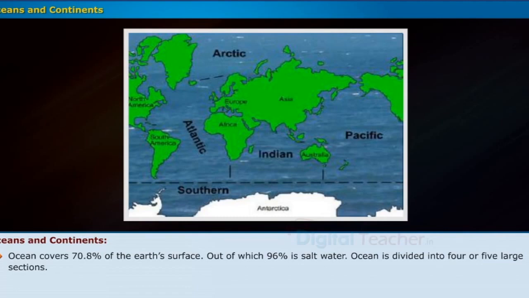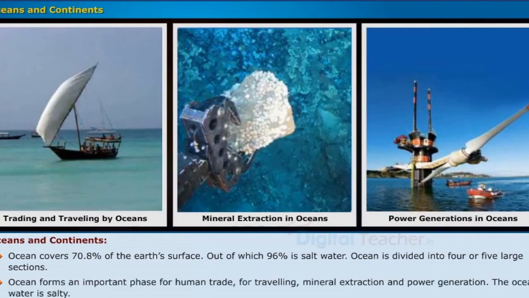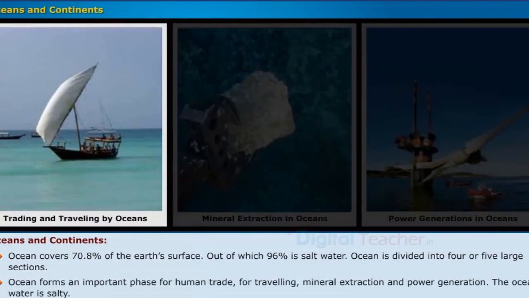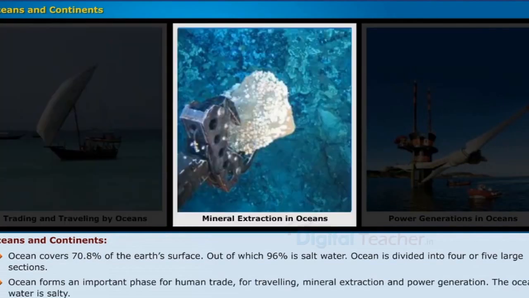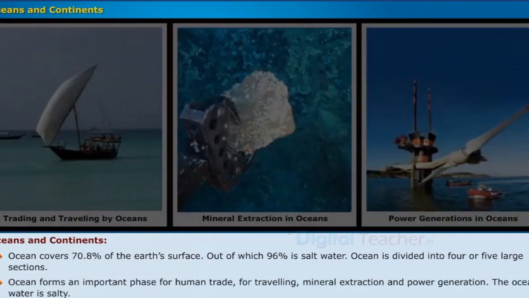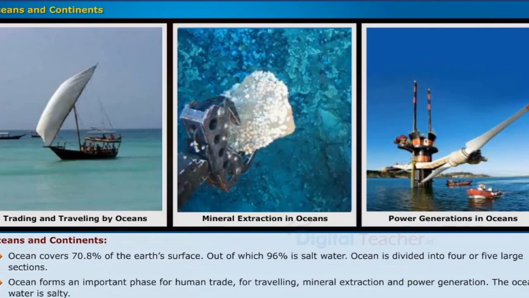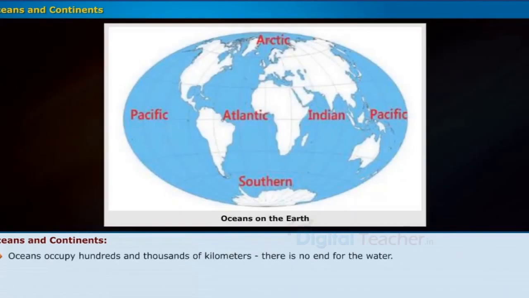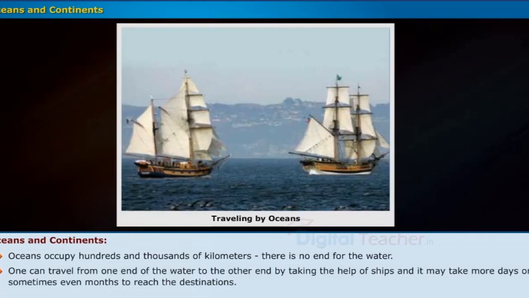Ocean is divided into 4 or 5 large sections. Ocean forms an important phase for human trade, for traveling, mineral extraction, and power generation. The ocean water is salty. Oceans occupy hundreds and thousands of kilometers. There is no end for the water. One can travel from one end of the water to the other end by taking the help of ships, and it may take more days or sometimes even months to reach the destinations.